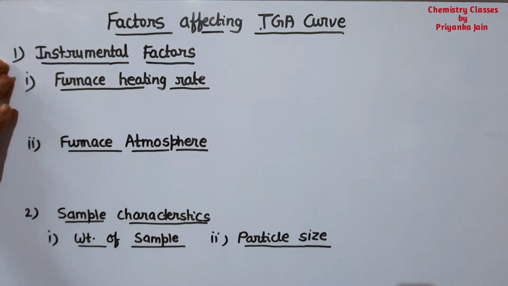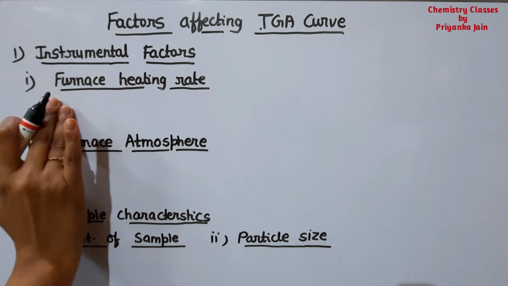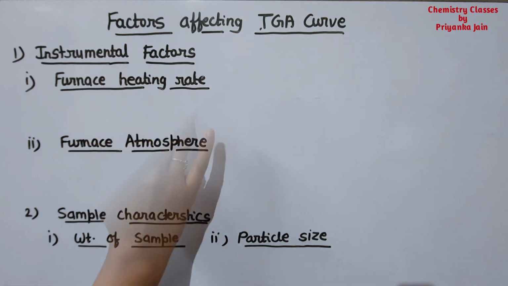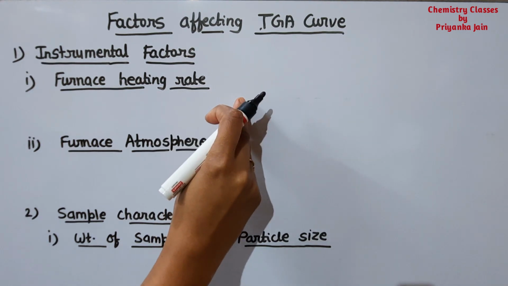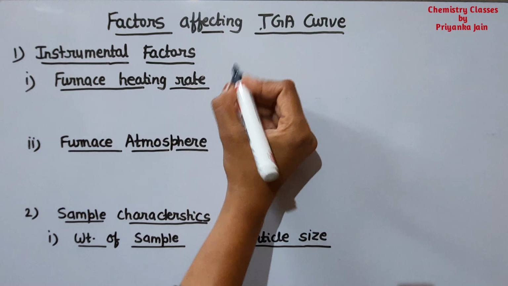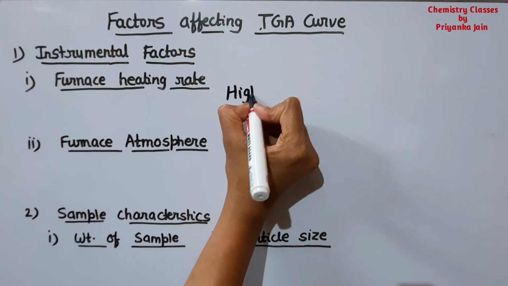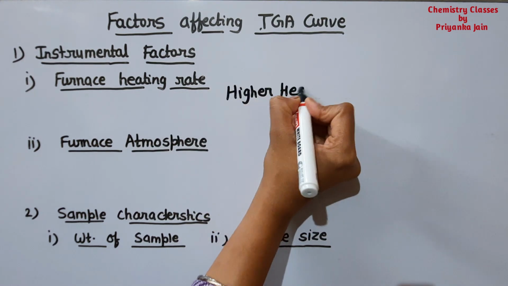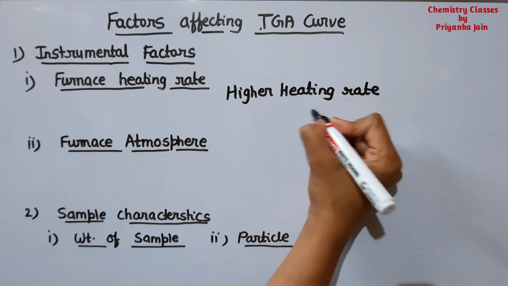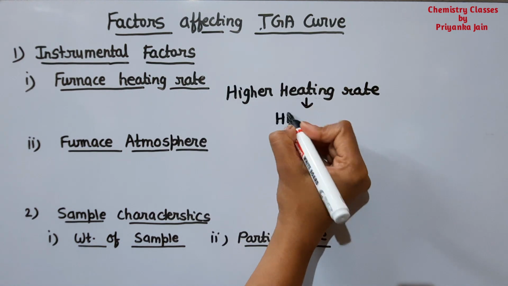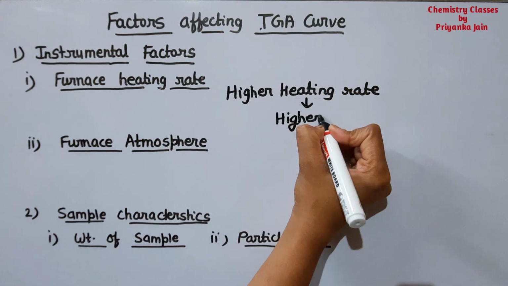There are two types of factors. One are the instrumental factors and the second one are the sample factors, sample characteristics. So firstly see the instrumental factors. First is the furnace heating rate. The temperature at which the sample decomposes depends upon the heating rate. So if higher is the heating rate, higher will be the temperature at which decomposition takes place.